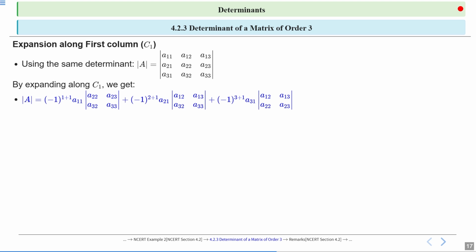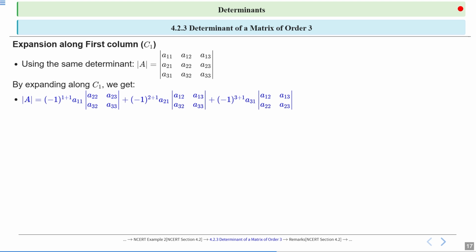The second element of column 1 is a21. So the value of minus 1 to the power i plus j is minus 1 to the power 2 plus 1, minus 1 to the power 3, that is minus 1, into a21, and then the determinant of the matrix obtained by cancelling the second row and first column. So we get the matrix a12, a13, a32, a33.